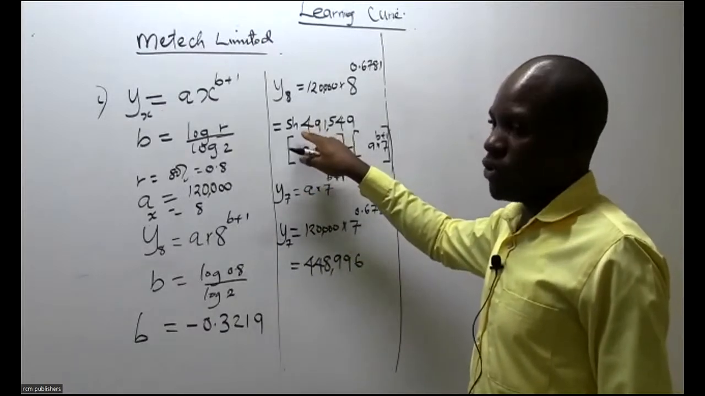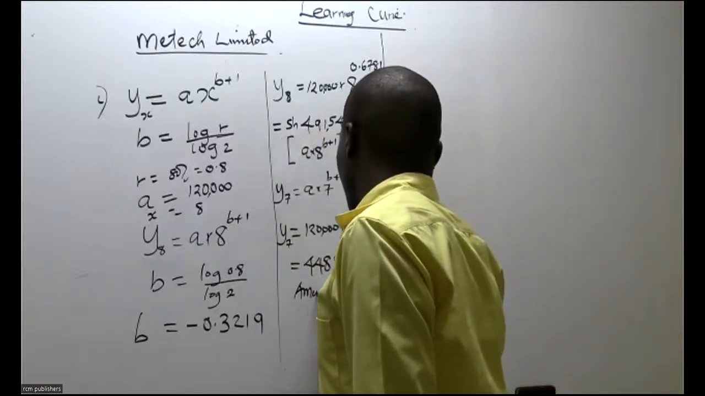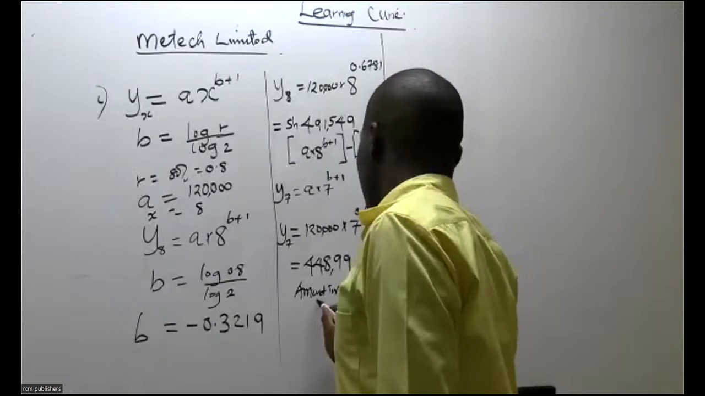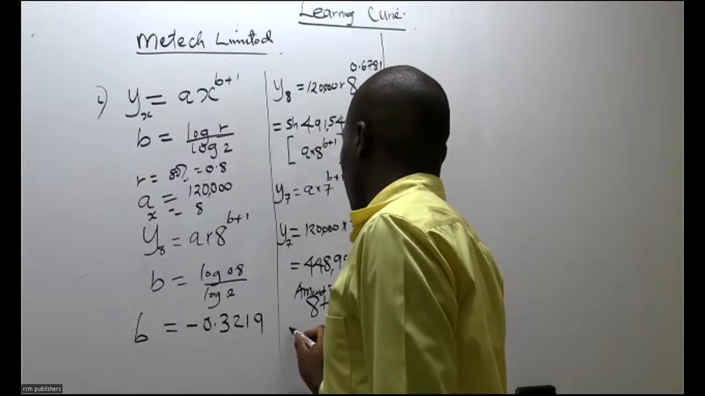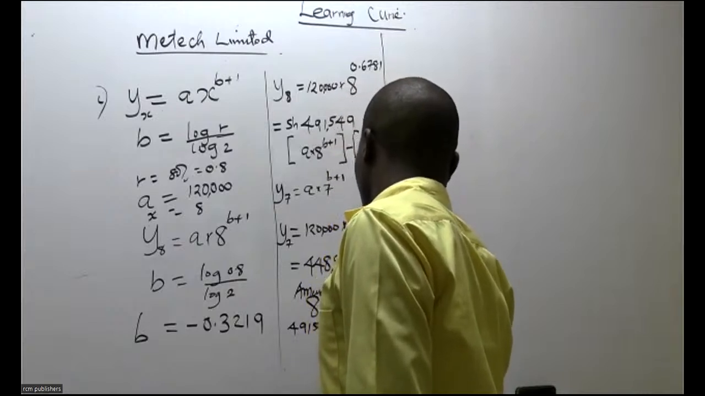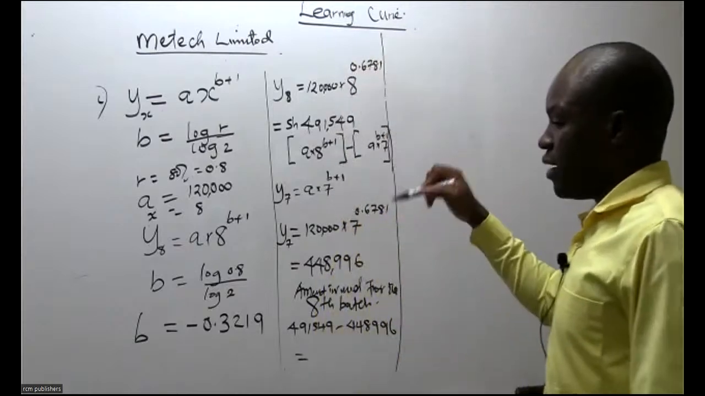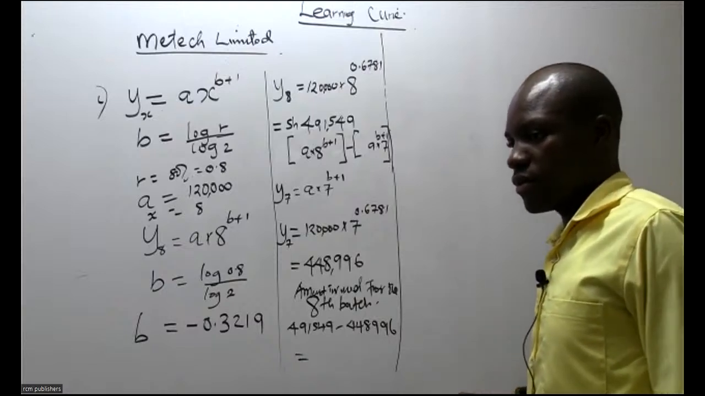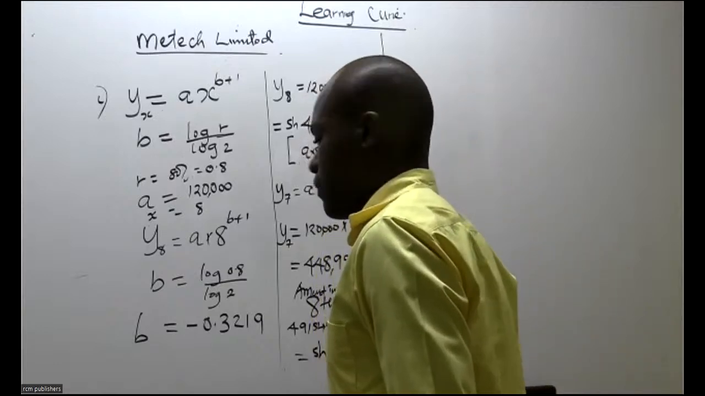This is the total amount you are going to incur to produce the first 8 batches. So it means the amount incurred for the 8th batch is basically 491,549 less 448,996. So how much will you incur to produce the 8th batch? Shillings 42,553.